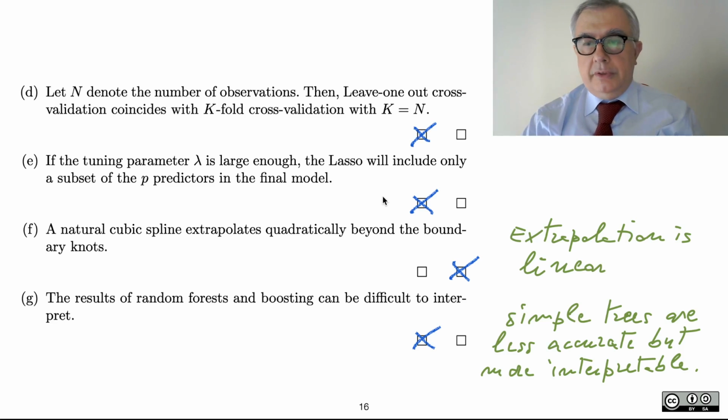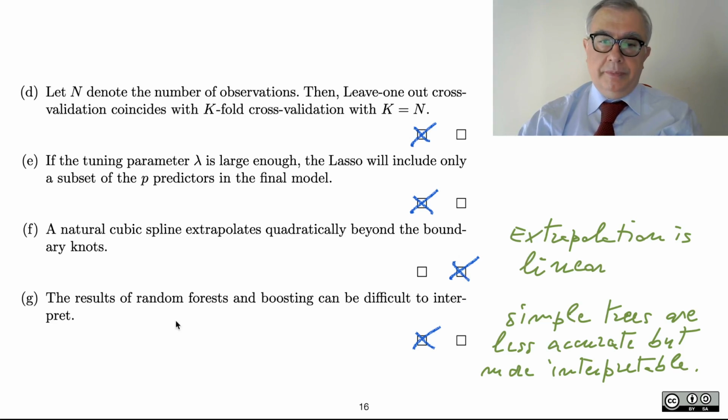Okay, we have already said this, that the lasso has this property that the shrinkage becomes complete, so that so long as you are increasing lambda, you will see that more and more estimated parameters collapse to 0. That's true. A natural cubic spline extrapolates quadratically beyond the boundary knots. This is false, because you know that extrapolation of cubic splines is linearly beyond the boundary knots.